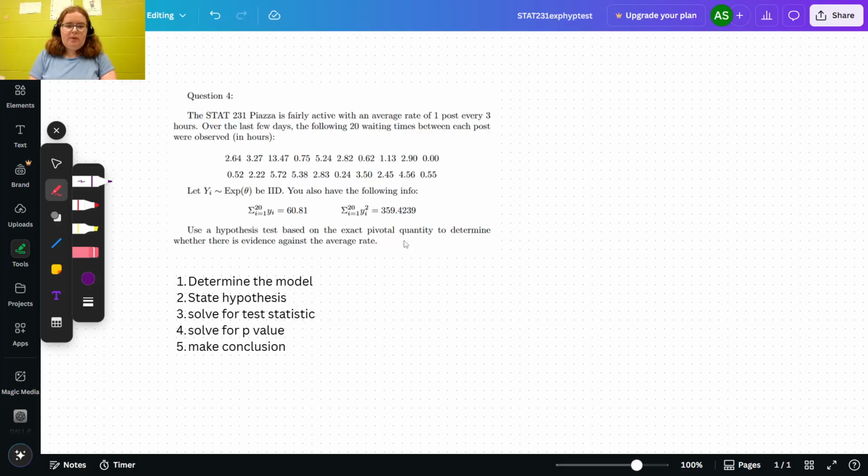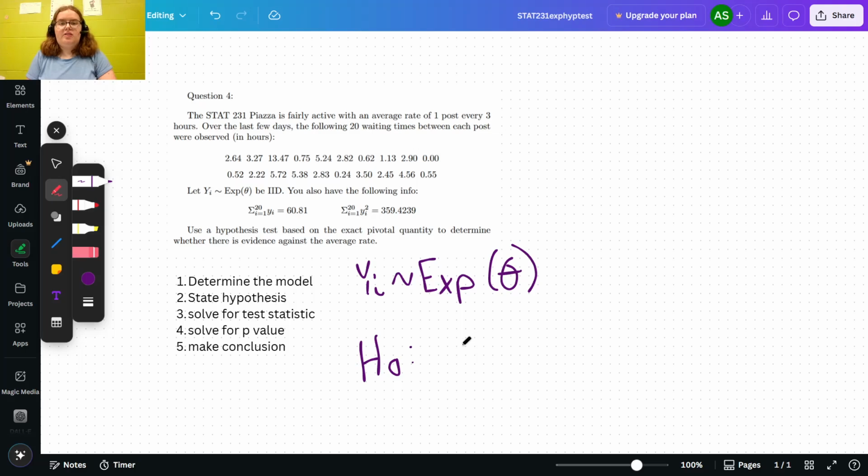So first thing we want to do is determine the model. And that's pretty easy for us because it's given right in the question. So we don't have to do any sort of thinking about that. So we just say that our yi's are modeled by the exponential distribution. And then from there, we have to state our hypothesis. So sometimes you might be given something in the question that says, let our null hypothesis be this. But here we're not explicitly given it. We're just told that we want to determine whether there is evidence against the average rate.